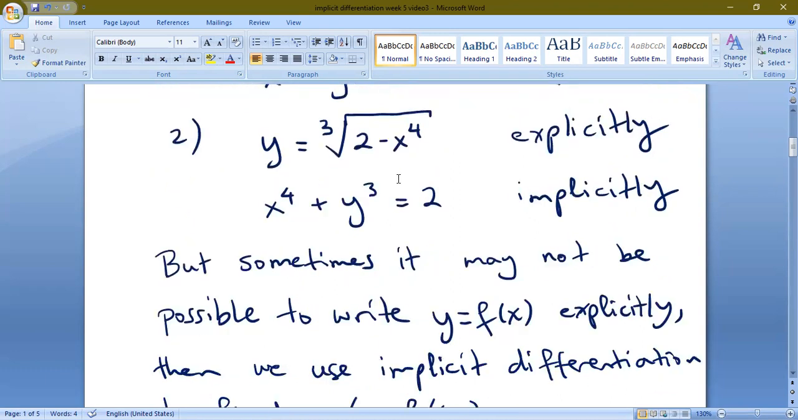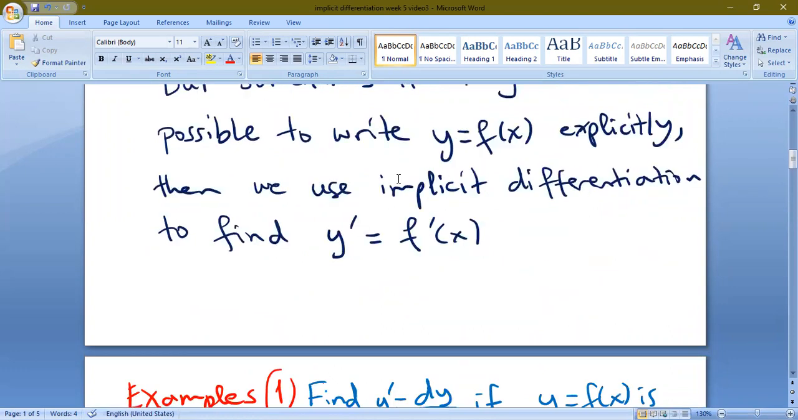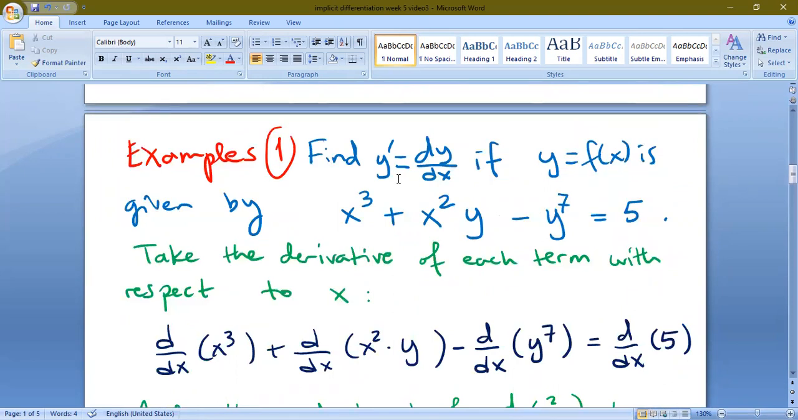However, sometimes there will be functions which will be given implicitly in an equation, and we cannot write the function in an explicit way, but we still need to find the derivative of that function. So in that kind of case, we will use implicit differentiation, and this will happen quite often in real life. This is most of the cases. You don't usually get functions given in nice explicit ways. Most of the time you may have to deal with equations. So anyway, let's do an example.